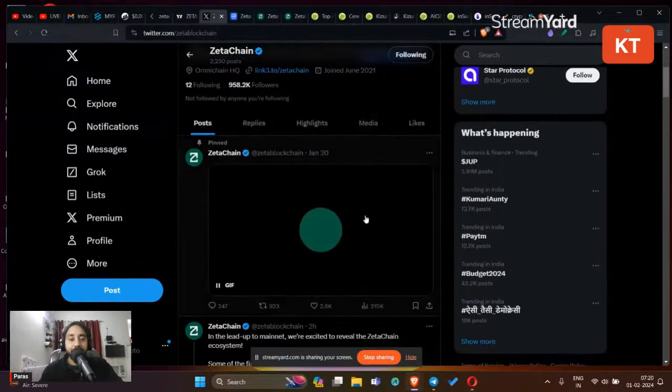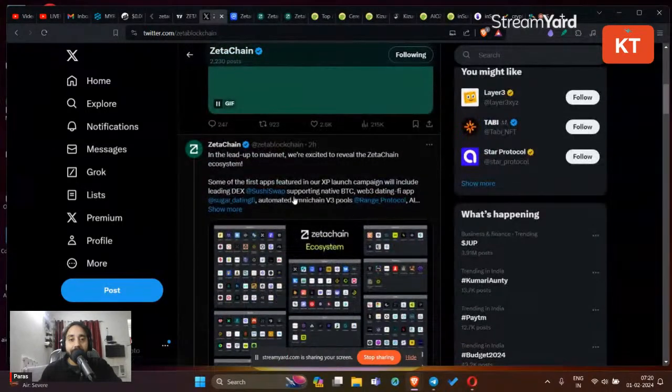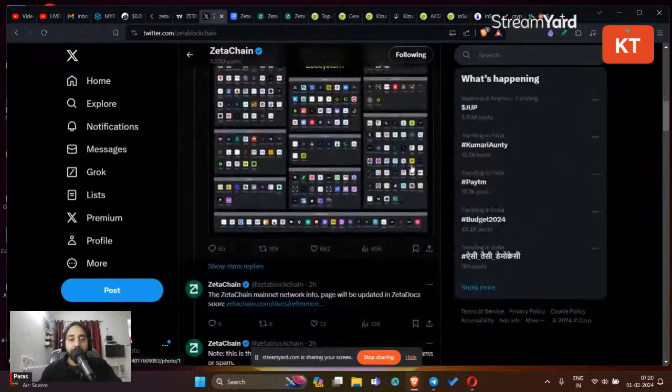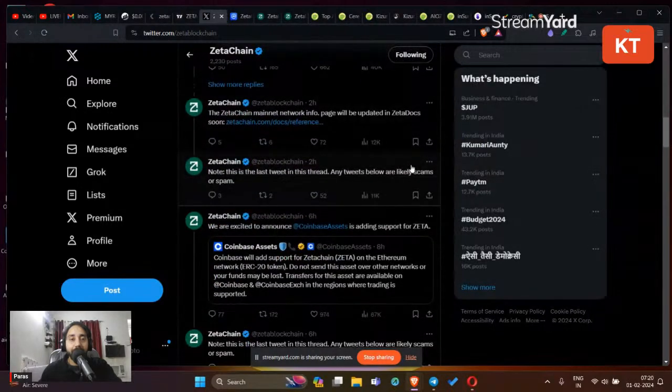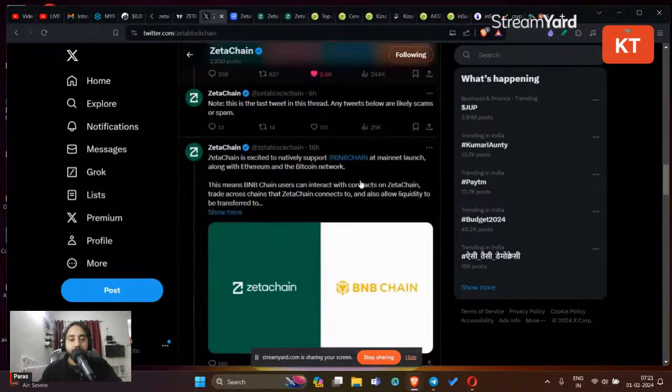You can see right over here, the page itself is quite active, and you can see the mainnet they're about to launch. I covered its airdrop feature some time back. If you want to claim the airdrop, if you're eligible, there's a link shared in the description. You can check whether or not you can claim that airdrop by connecting your wallet. This page is very active.